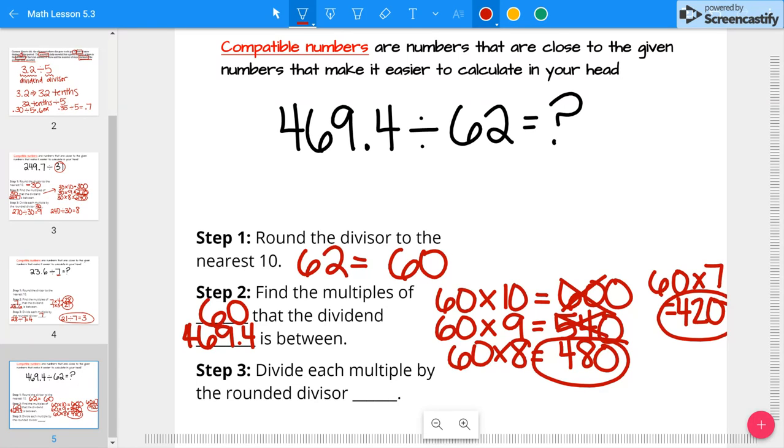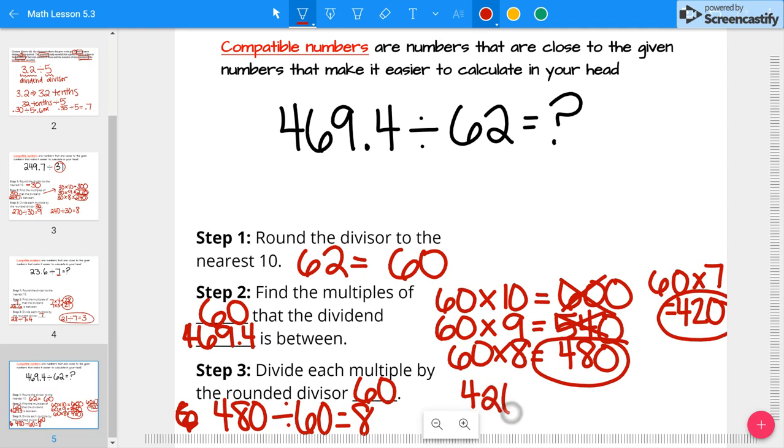So now I can divide each multiple by the rounded divisor of 60. I'm going to say 480 divided by 60 equals 8. And then I'm also going to say 420 divided by 60 equals 7. So my estimates are 7 and 8.